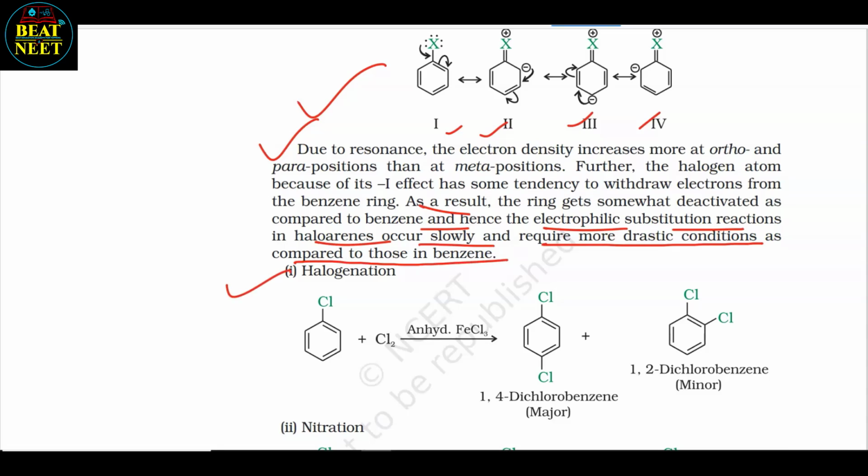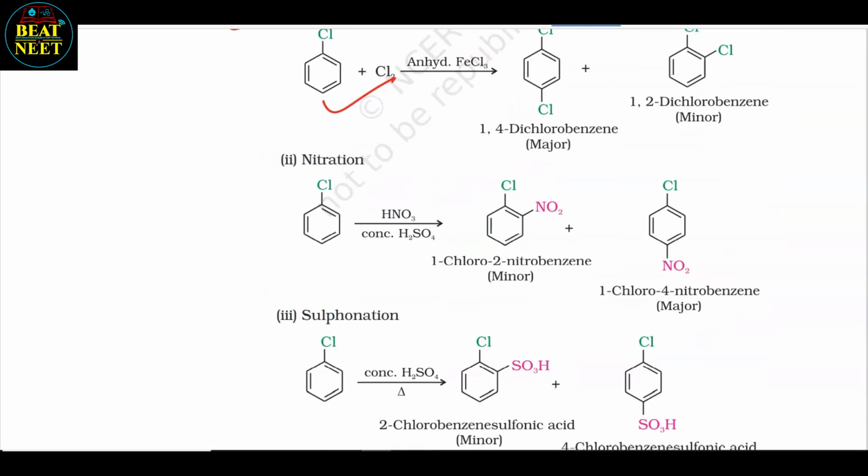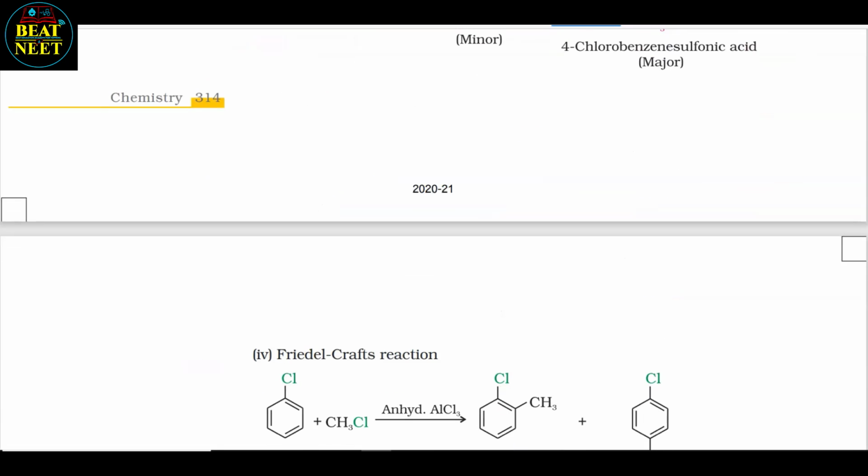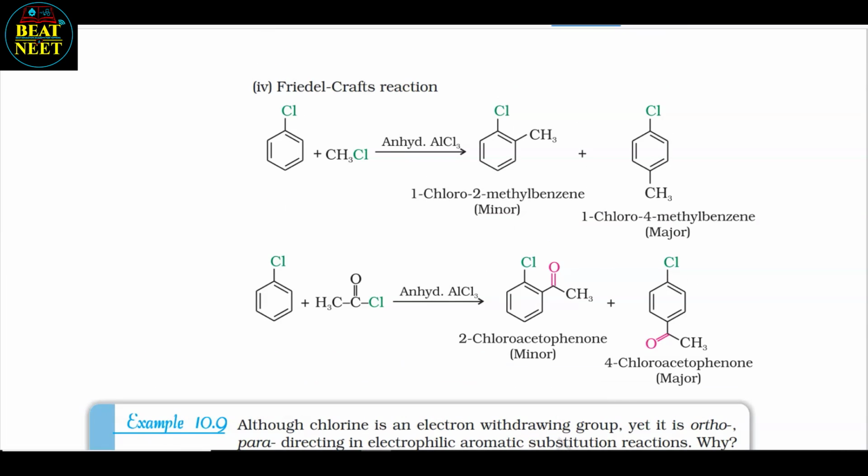Number 1, halogenation. You can see the reaction here. Next reaction is the nitration. You can see this reaction also here. Third one is sulfonation. The reaction is present here. Then fourth, Friedel-Crafts reaction, and this is very important. Both reactions you can see.